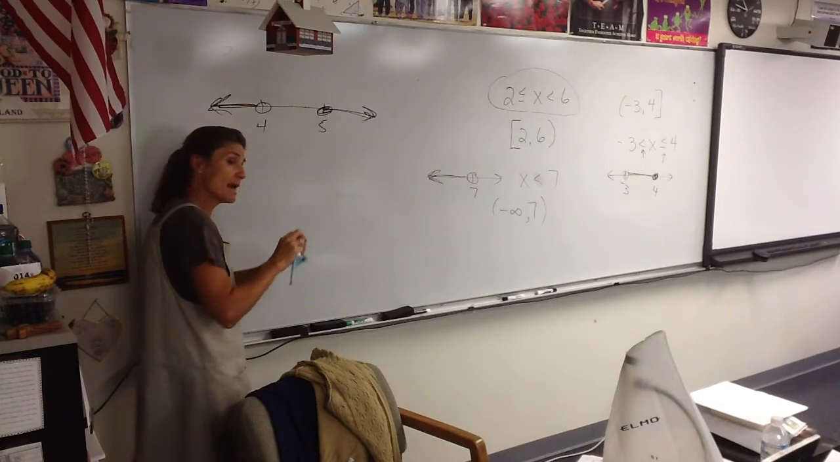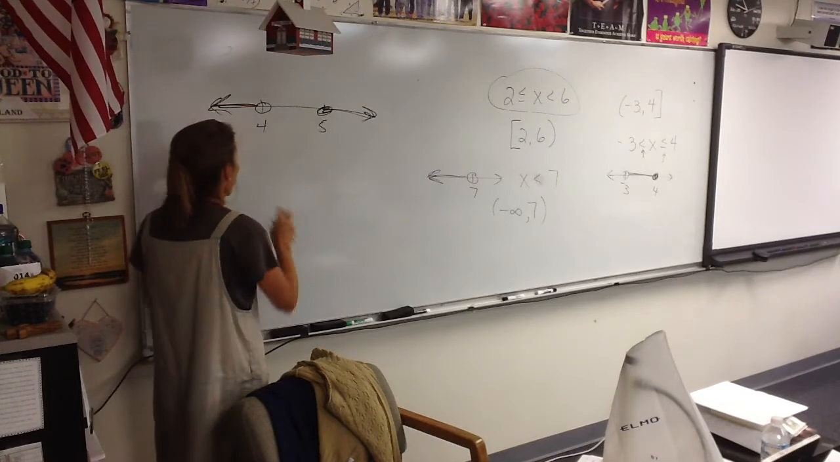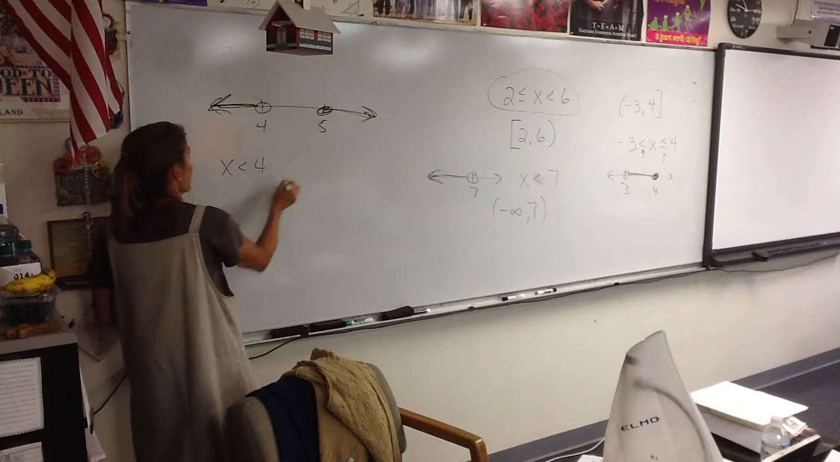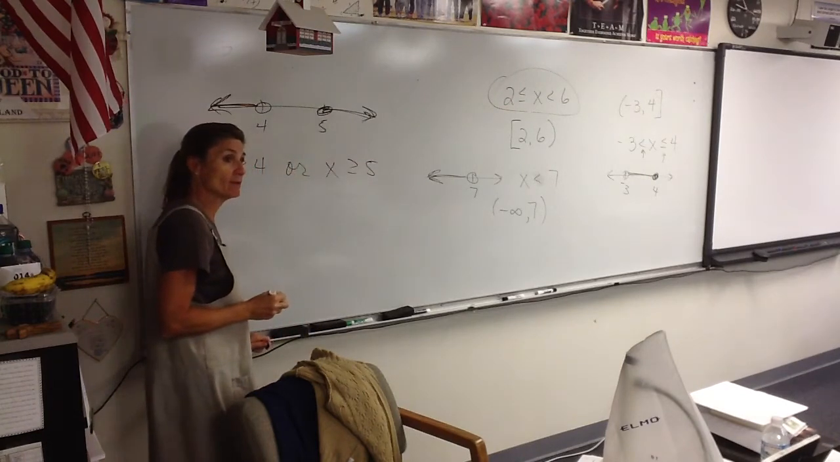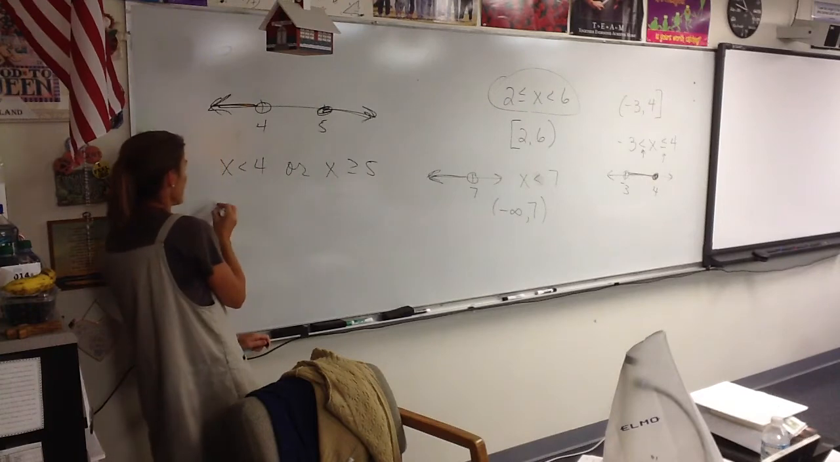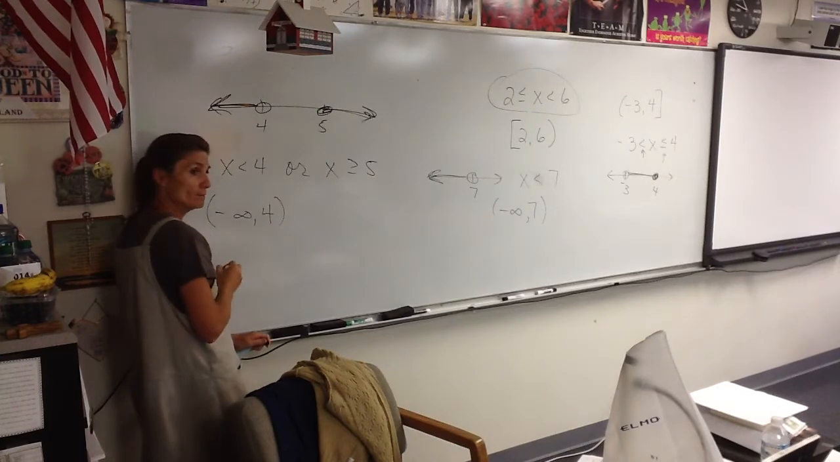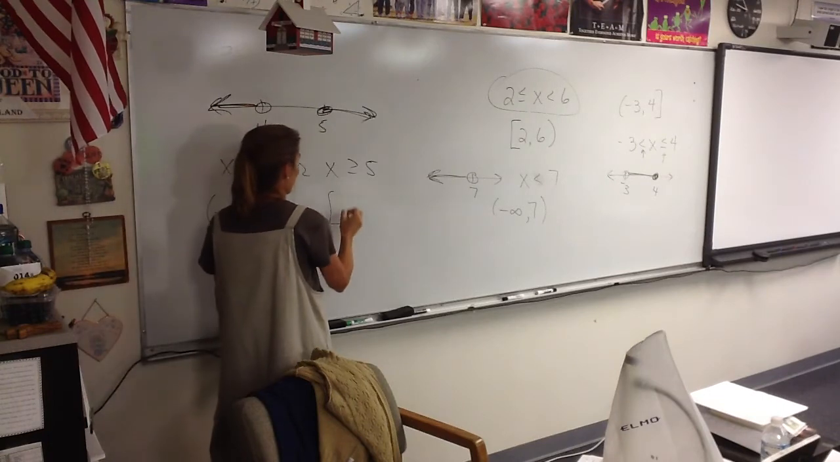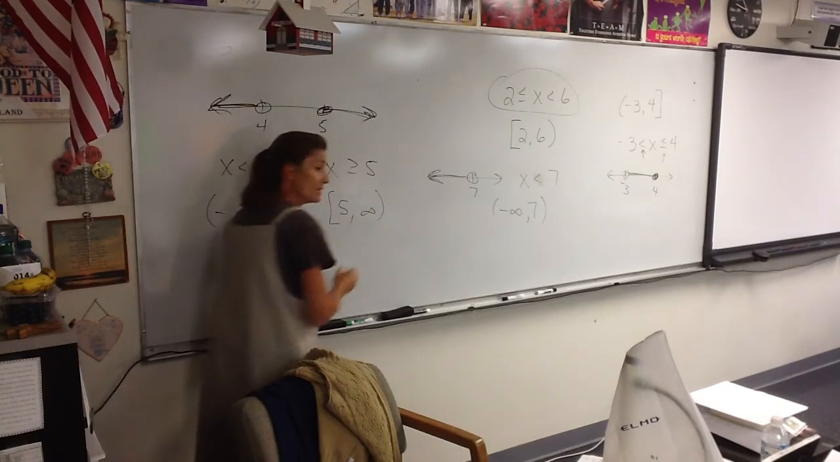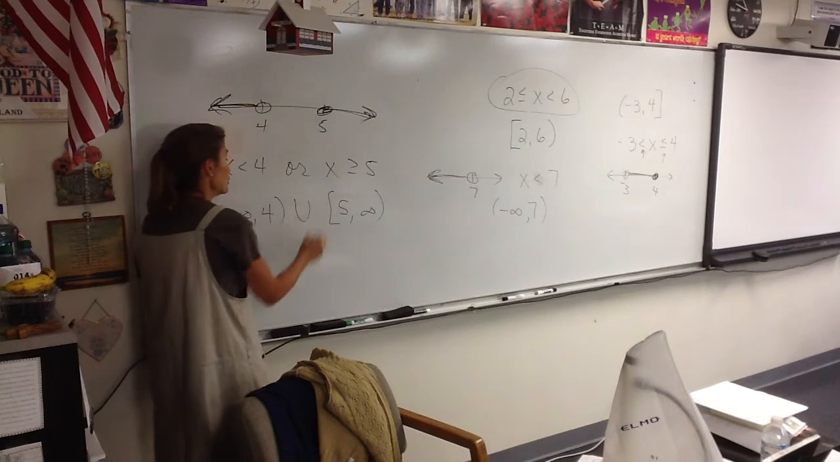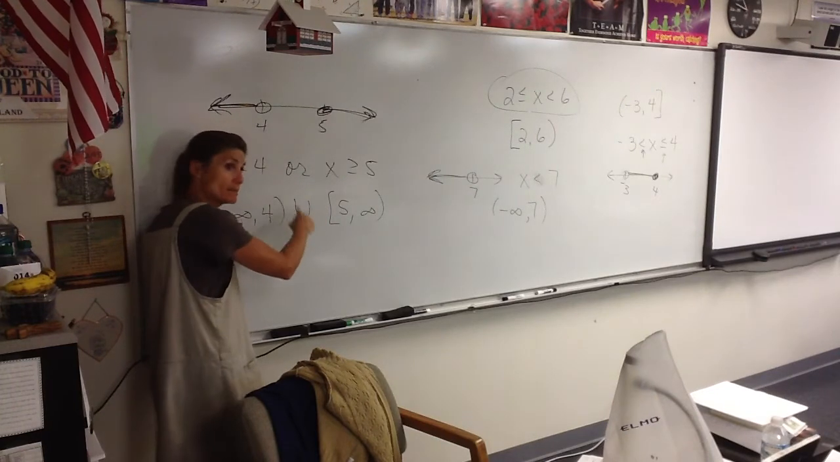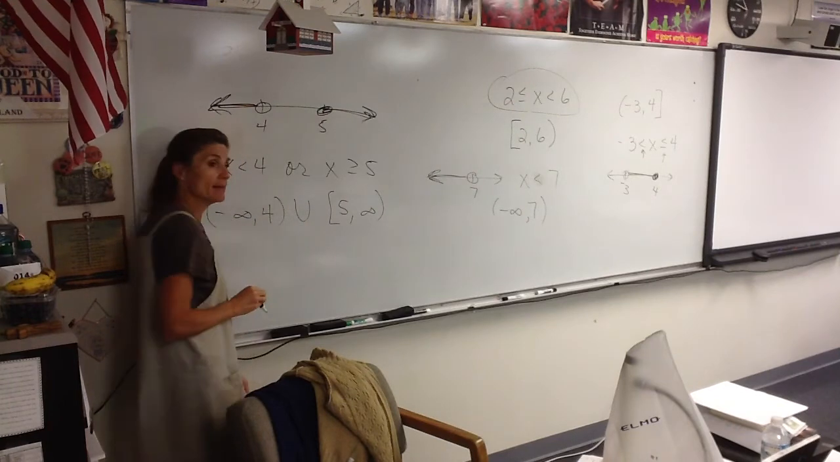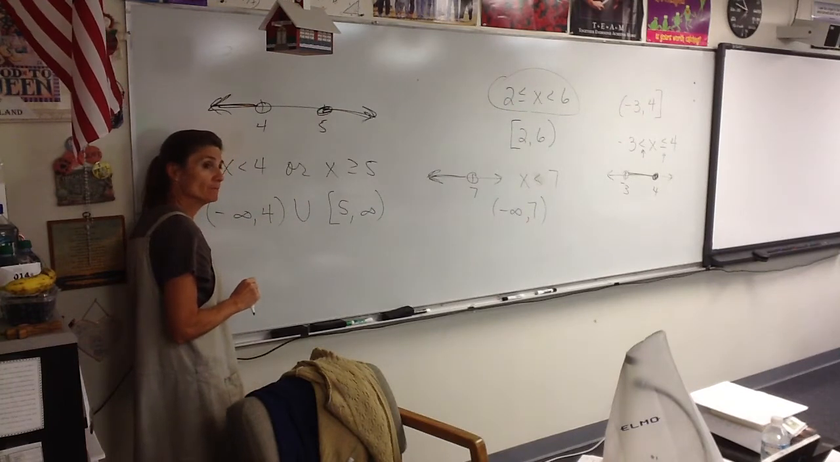So if I were writing this out in an inequality form, I would say x is less than 4 or x is greater than or equal to 5. In interval notation, this would be the interval from negative infinity to 4. This would be the interval from 5 to positive infinity. And then I would use the mathematical symbol for or, which is the union symbol, to link them. Great question, great question.